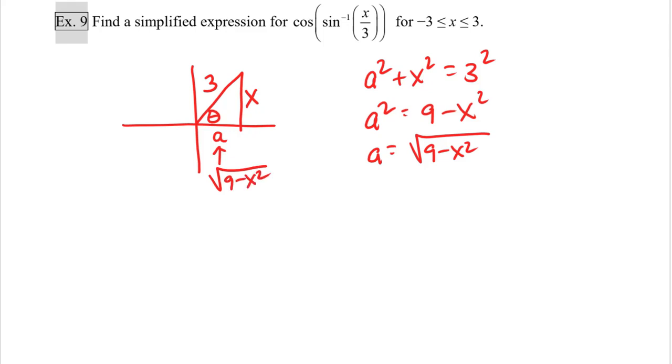So now that I've drawn a triangle that represents this, I want to find the cosine of that angle. So the cosine of that angle is going to be the adjacent side, which is the square root of 9 minus x squared divided by the hypotenuse, which is equal to 3.